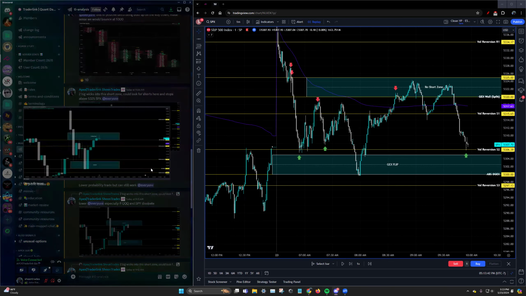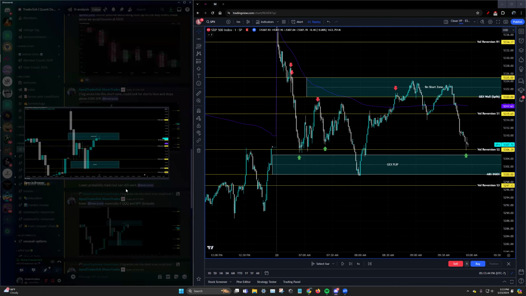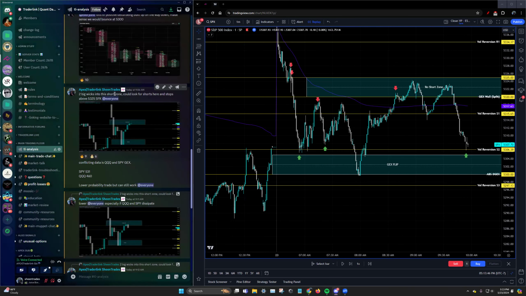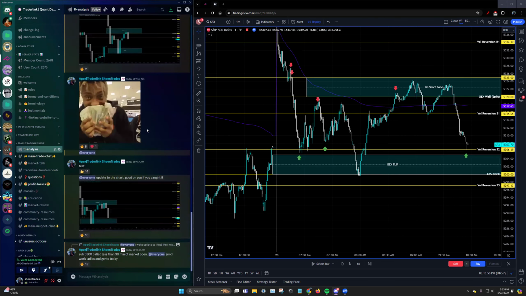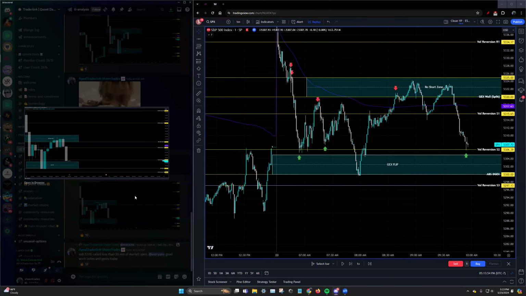So yeah, on top of that, price action on a 15-minute, right? That's the other thing that I was noticing. Two big wicks into the short zone. It just made sense to go short there. And then we got the tap. All right, so very simple analysis.